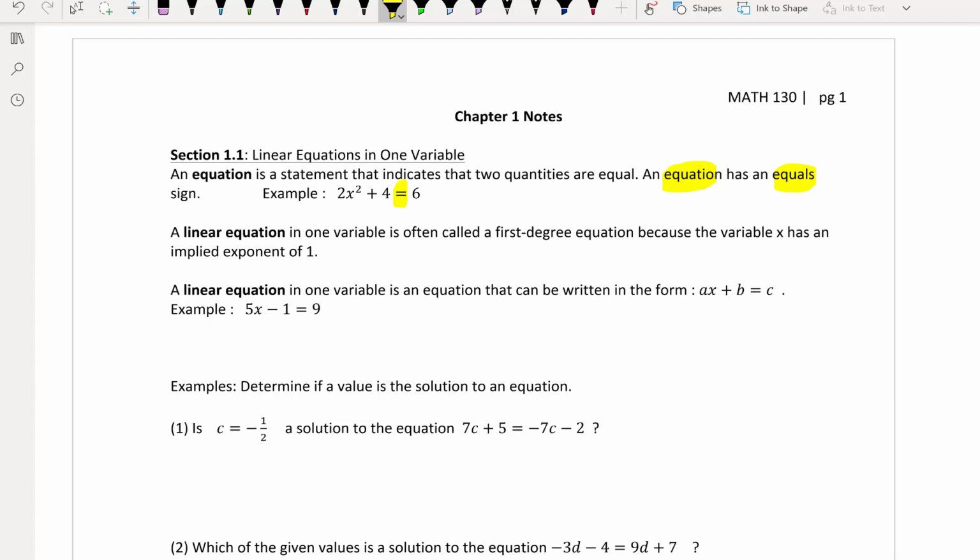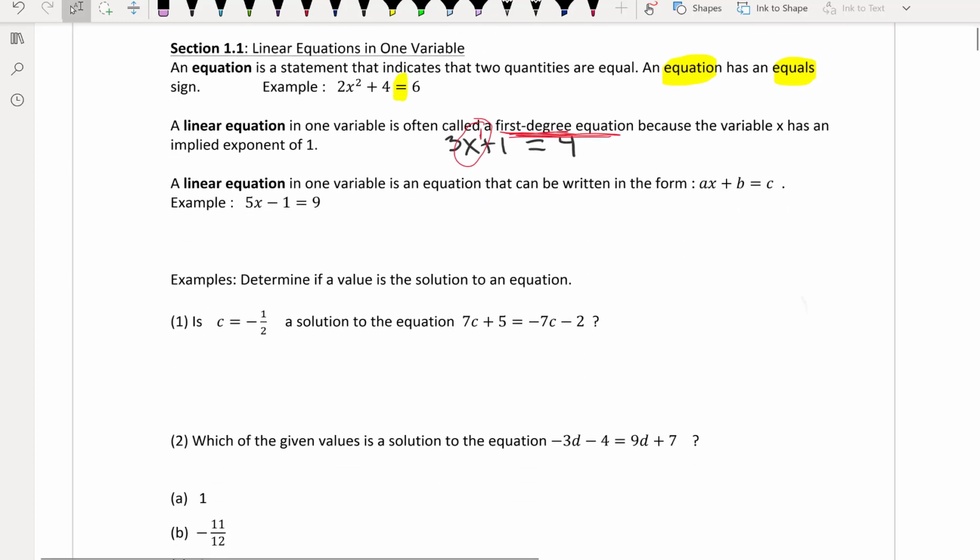Now, the definition for a linear equation in one variable is often called a first-degree equation because the variable x has an implied exponent of 1. So here, if we were to have 3x plus 1 is equal to, let's say, 4, then we say that this is first degree because even though you don't see it written down, we can assume that the exponent is 1. So therefore, we're going to say that this is a first degree equation.